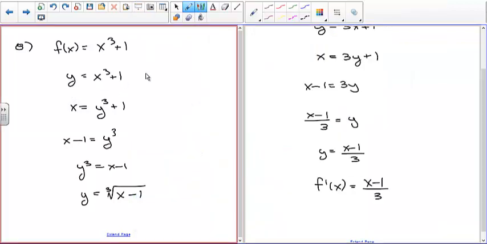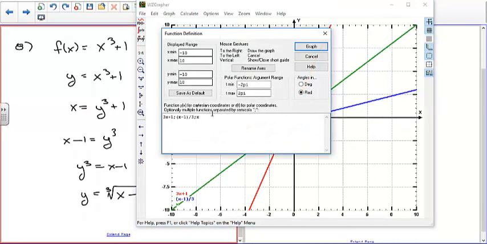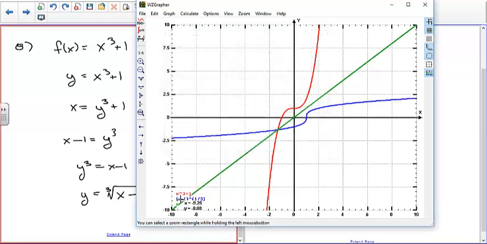Next problem, number 8. So we have the function x cubed plus 1, and we have the cube root, so we're going to show that as x minus 1 to the 1/3 power. You can put the 1/3 in parentheses. So there it is. Interesting looking function. So that works out good.